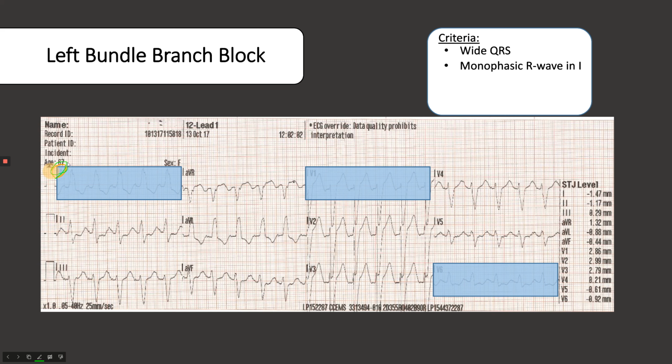There you go, this one pops. So I'm going to look in lead 1 right here. And to be monophasic means that I'm only going on one side of the isoelectric line, like I'm only going in one direction. I may not be on one side of the isoelectric line per se, but I'm going in one direction.